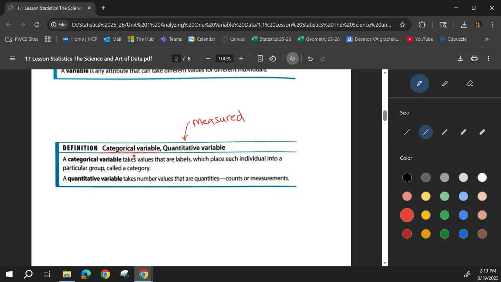Sometimes it might be a little hard to decide if something is categorical or quantitative. For example, zip codes. Zip codes can be confusing because they are numbers. And so you want to say they're quantitative, but usually a zip code represents a region of a state or a county, and that's kind of a category. So sometimes they can be a little ambiguous.